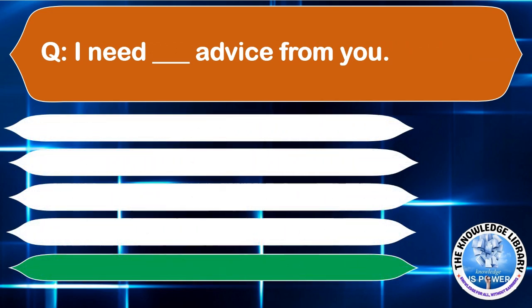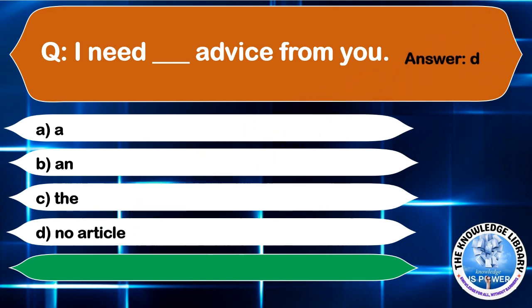I need dash advice from you. Option A. Option B, an. Option C, the. Option D, no article. The correct answer is option D, no article. Moving to the next question.